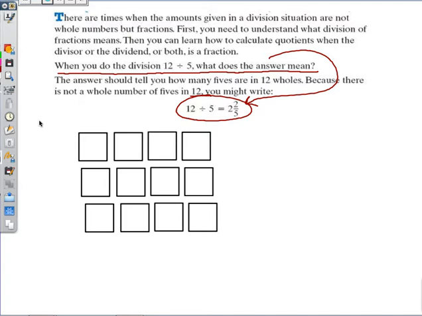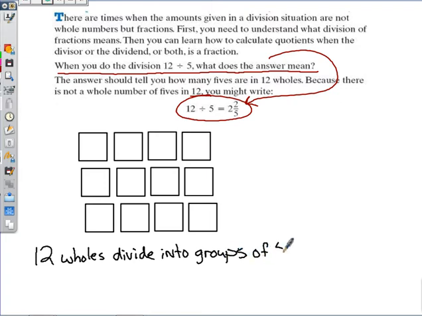Okay, so I have 12 wholes, and I need to divide them into groups of 5. So let's circle a group of 5. Well, I see 5 wholes right there. 1, 2, 3, 4, 5. So that's one group of 5.